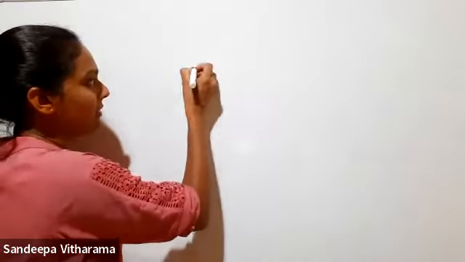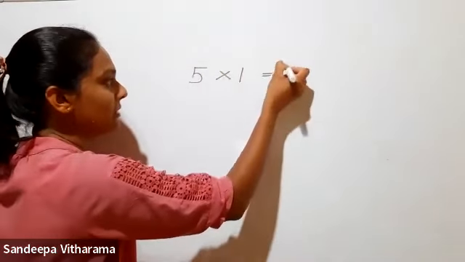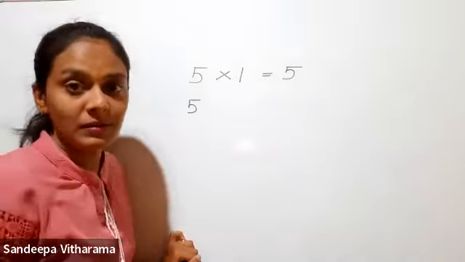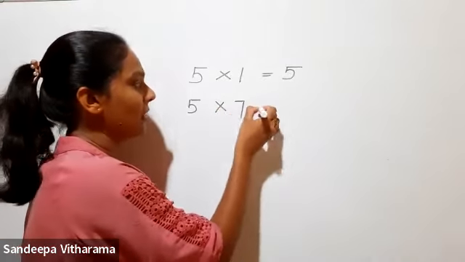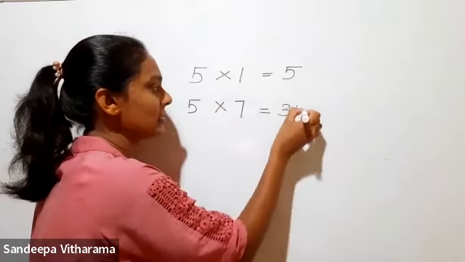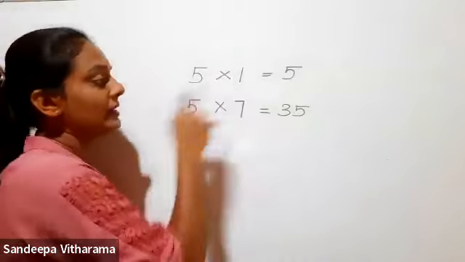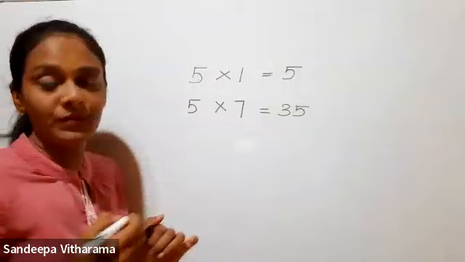Then if you are asked to write the multiples of 5, how do we find them? To write the first multiple of 5, you multiply 5 by 1. Then 5 into 1, the answer is 5. If you have to find the seventh multiple of 5, you multiply 5 by 7, and the answer is 35.